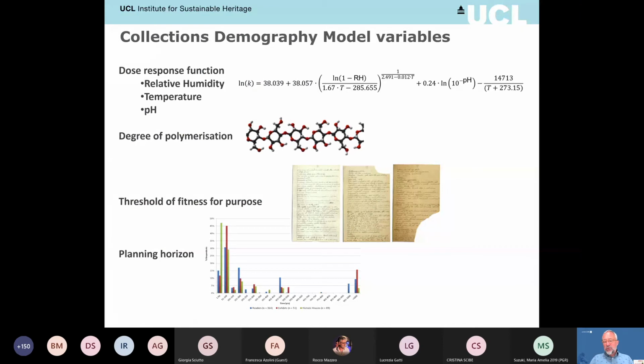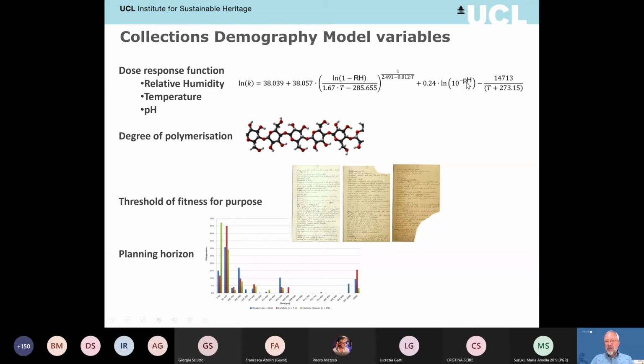Now, in order to develop our general model of how a collection might degrade in the future, we have all the variables, all the model components, if you like. On the one hand, we have the dose response function. We know that the rate of degradation depends on temperature, pH, and relative humidity. Of course, temperature and relative humidity are measured on an hourly basis in numerous heritage organizations, and that data is often readily available.